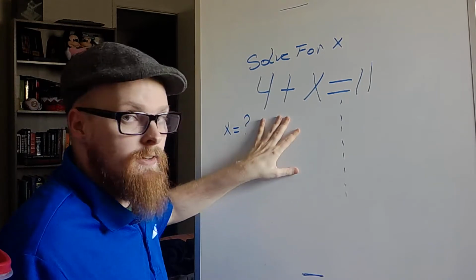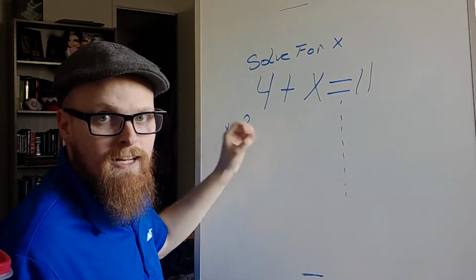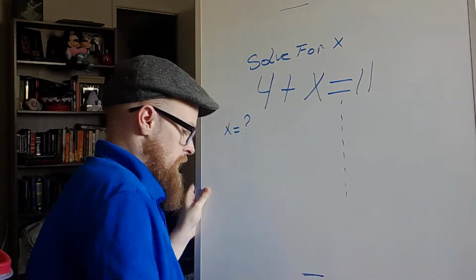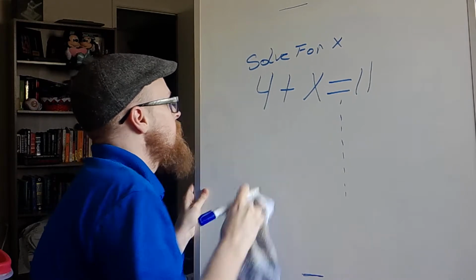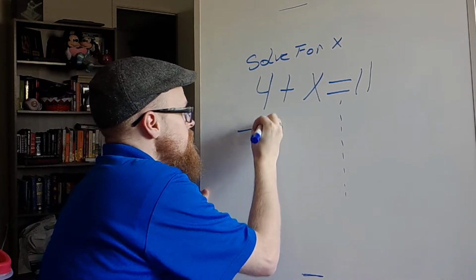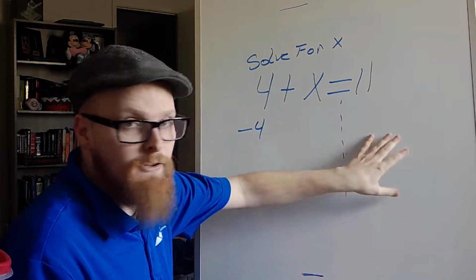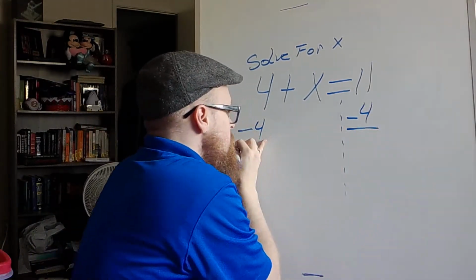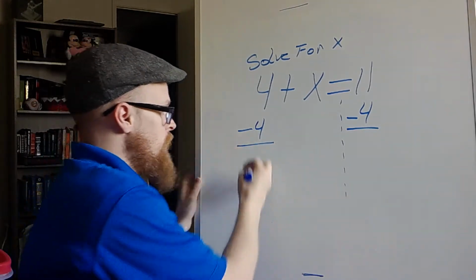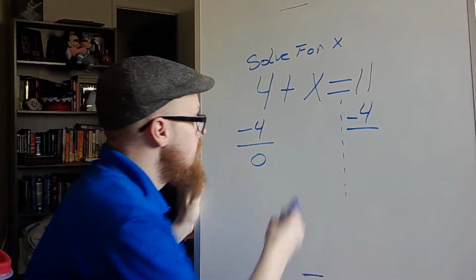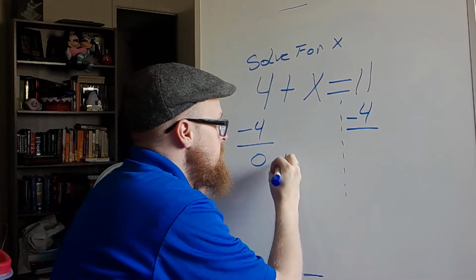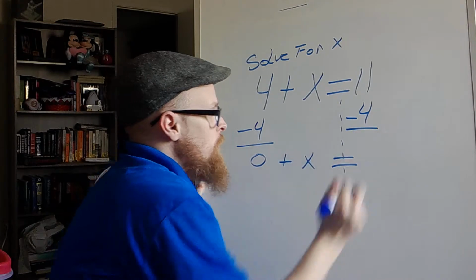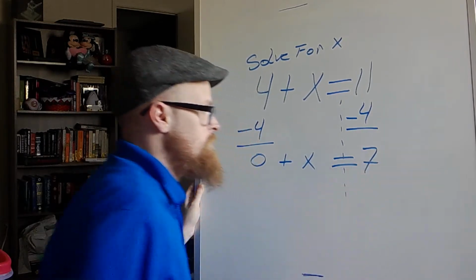Since it's positive, in order to get rid of it, to make it equal 0, I need to subtract 4. Let me erase my little question here so I have room. So I'm going to subtract 4. If I do it on this side, I have to do it on this side. 4 minus 4 is 0, which is perfect. That's what I wanted. I bring this x straight down because I'm not changing it. I rewrite my equal sign. 11 minus 4 is 7.